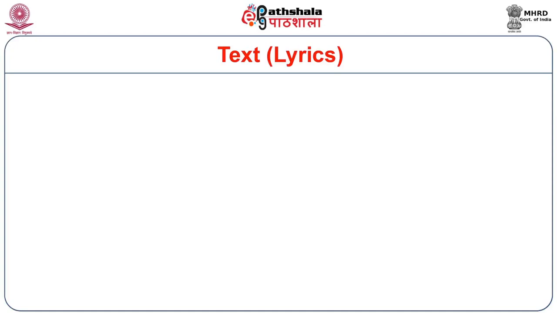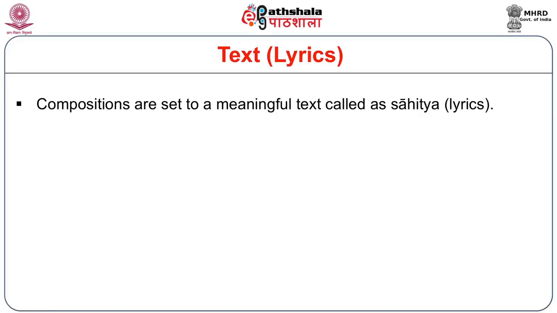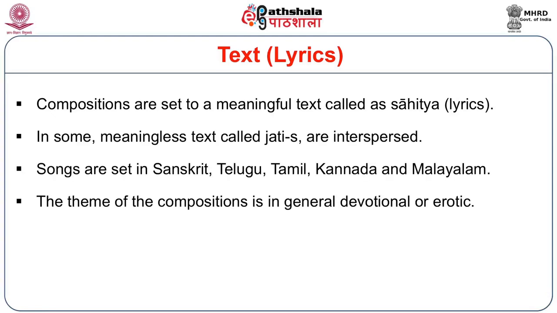We will be taking up the next topic, the text or the lyrics of the compositions. Music compositions in Karnataka music are set in Sanskrit or Tamil or Telugu or Kannada, and sometimes in Malayalam also. The theme of the compositions is mainly devotional and sometimes erotic. As I said before, meaningful text in the composition is called Sahitya. In some cases, we do not have meaningful text, but special syllables like the jatis and the swaras incorporated as part of the text, as in the case of Tillana and Jatiswaram.